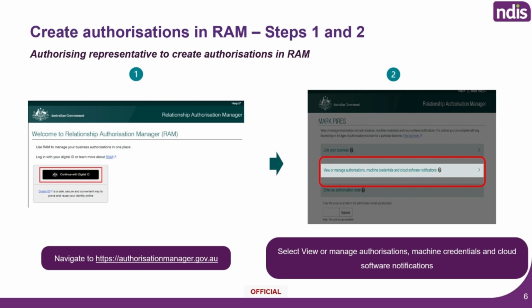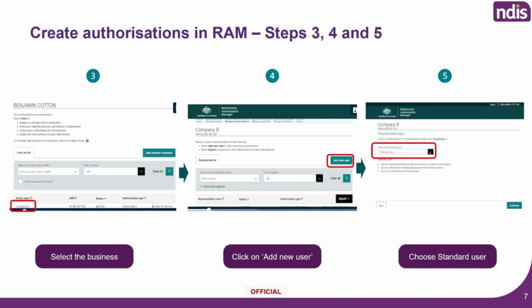Once logged into RAM, select the second option as in image 2, which is View or Manage Authorizations, Machine Credentials, and Cloud Software Notifications. As shown in image 3, select the business under the entity name column that you would like to create an authorization for. To create an authorization, select Add New User as shown in image 4.